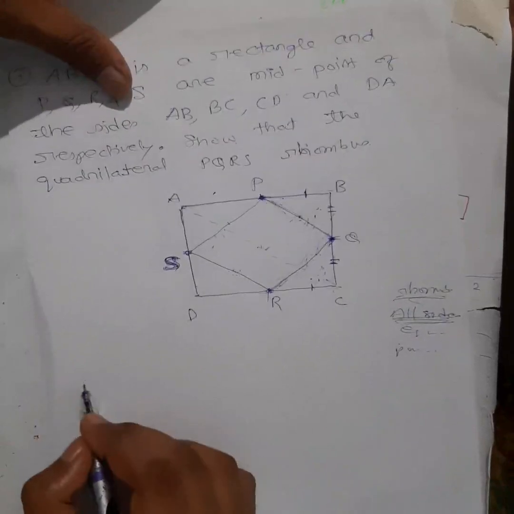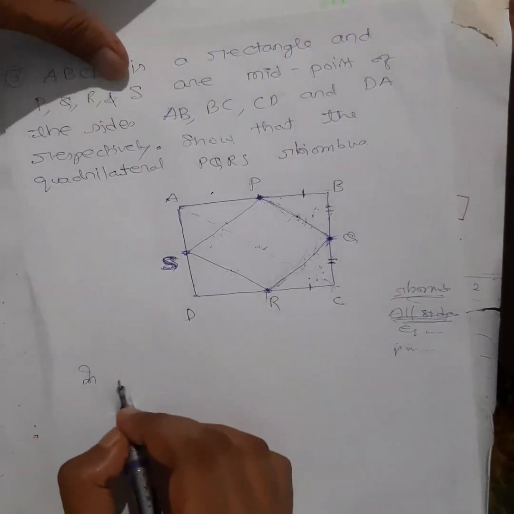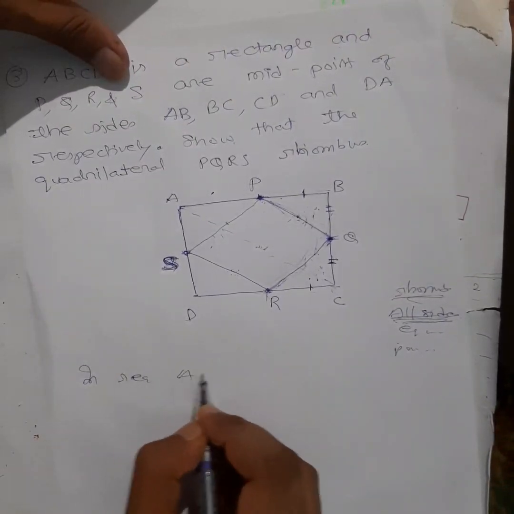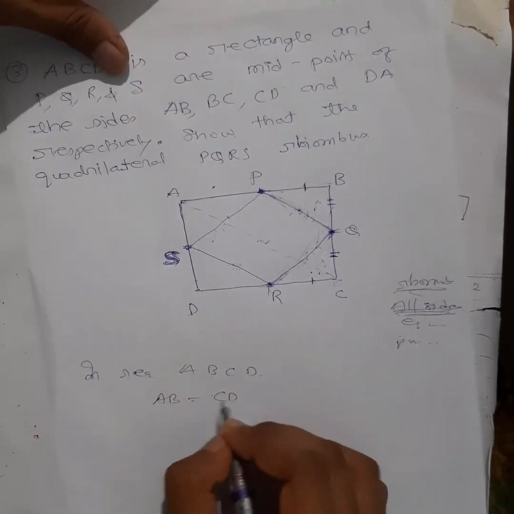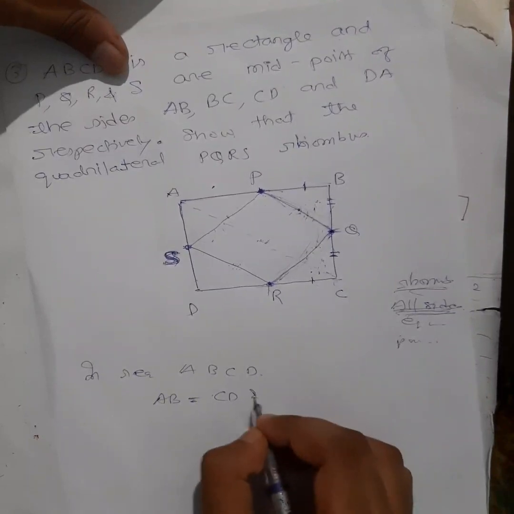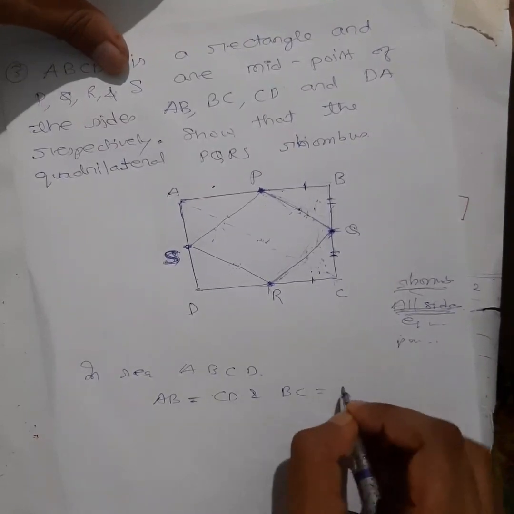Okay, so in rectangle ABCD, AB is equal to CD and BC is equal to AD.